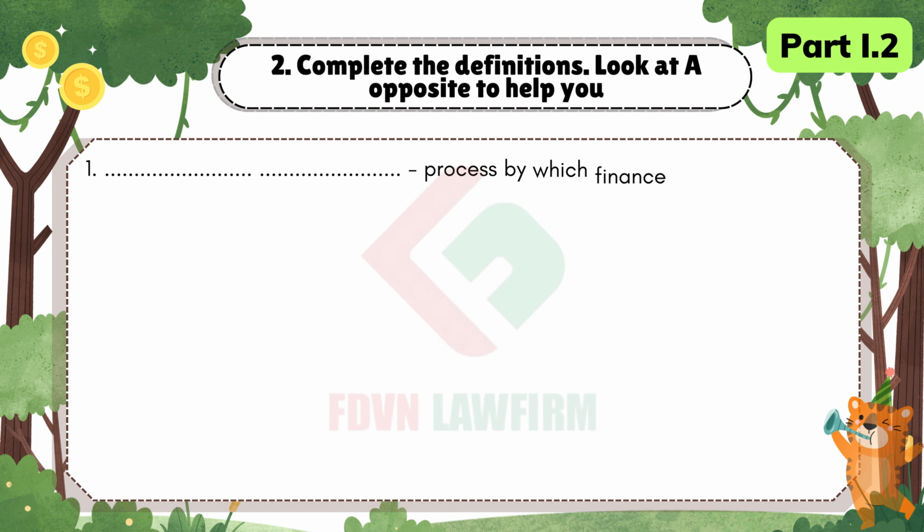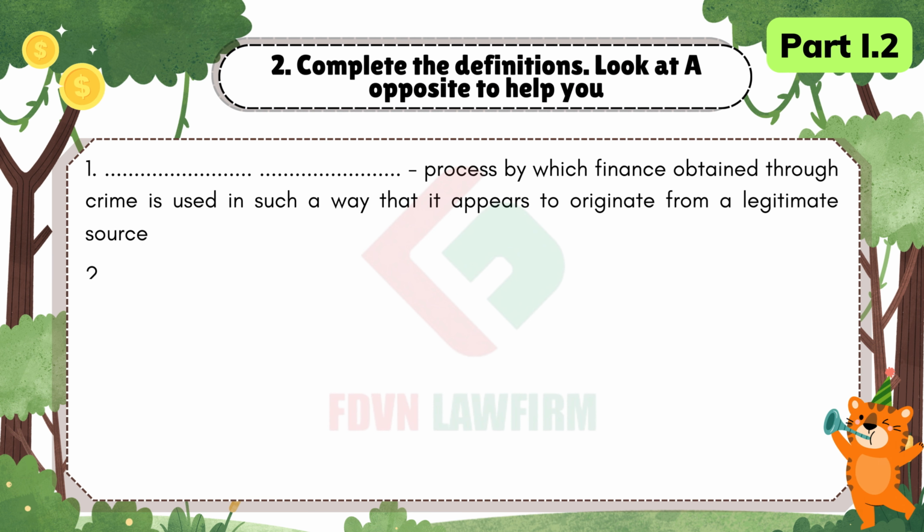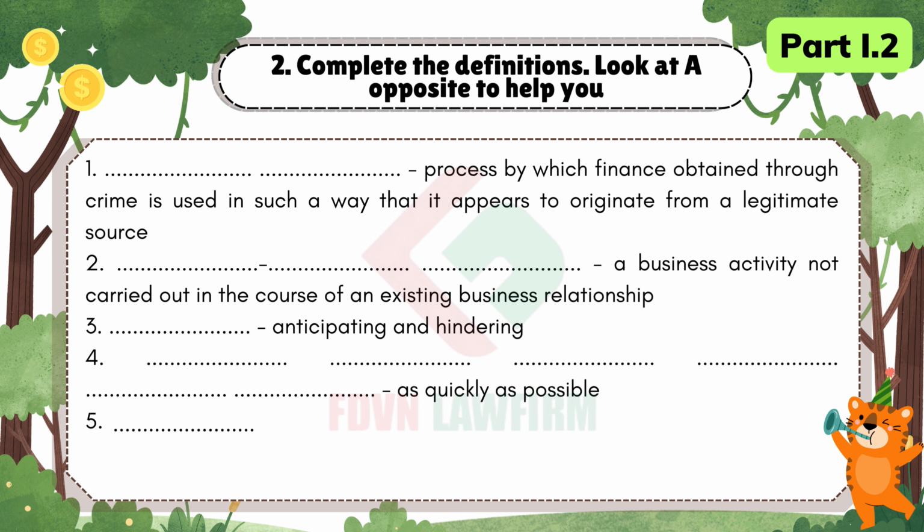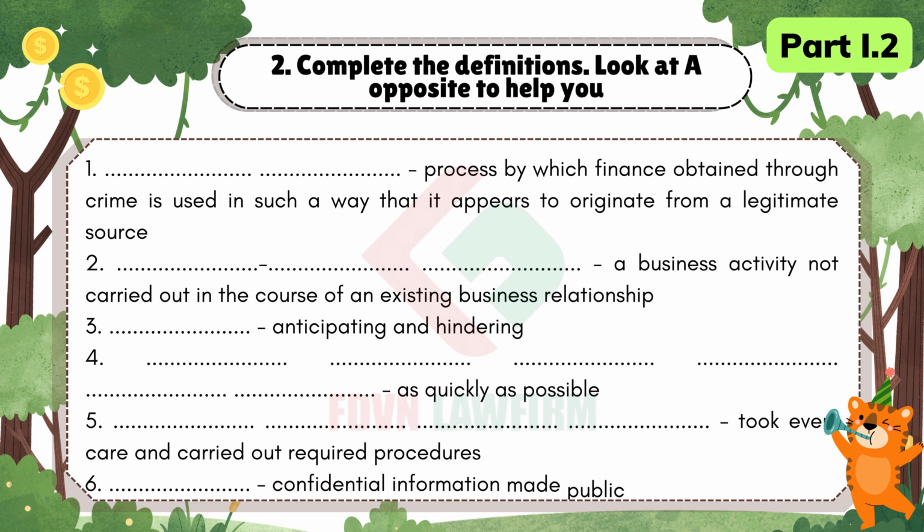Complete the definitions. Look at A opposite to help you. 1. Money laundering, process by which finance obtained through crime is used in such a way that it appears to originate from a legitimate source. 2. One-off transaction, a business activity not carried out in the course of an existing business relationship. 3. Forestalling, anticipating and hindering. 4. As soon as is reasonably practicable, as quickly as possible. 5. Exercised all due diligence, took every care and carried out required procedures. 6. Disclosures, confidential information made public.